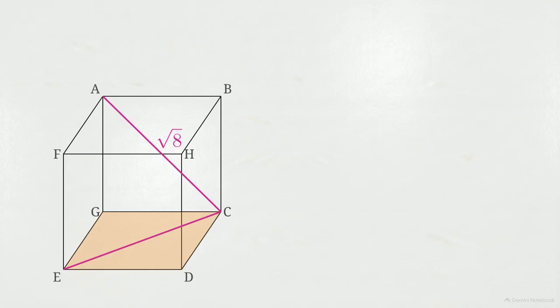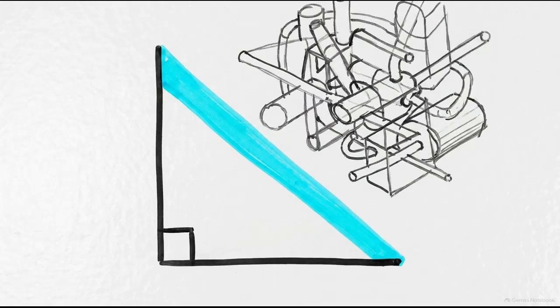Moving back to the full wireframe, our next target is segment EC. This line operates as the diagonal cutting across the flat floor of the cube. Because this is a perfect cube, the floor shares the exact same geometry as the back wall. The triangle on the floor also has leg lengths of 2 and 2. That mathematical situation is identical to what we just solved, meaning segment EC is also the square root of 8.